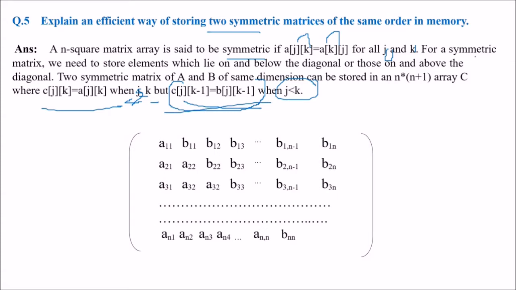If you are not able to understand, let me tell you that this is an efficient way of storing two symmetric matrices of the same order. So what we have done is, we have A11, A21, A31, and B22, B11, B22. Using this form, we can store two symmetric matrices, which follow that Ajk should be Akj.